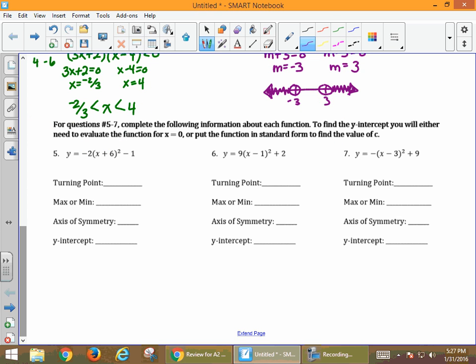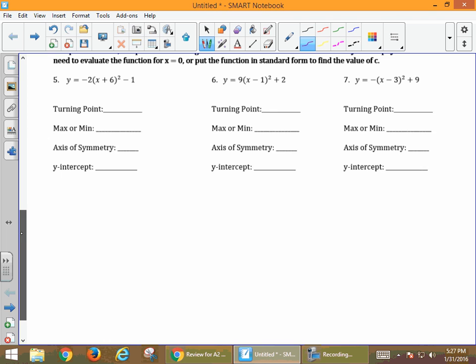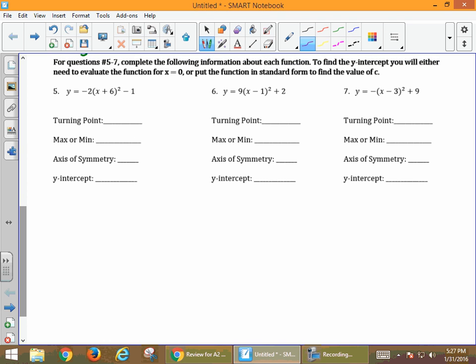Questions 5, 6, and 7. The directions say complete the following information about each function. Try to find the y-intercept. To try to find the y-intercept, you'll either need to evaluate the function for x equals 0, or put the function in standard form to find the value of c.